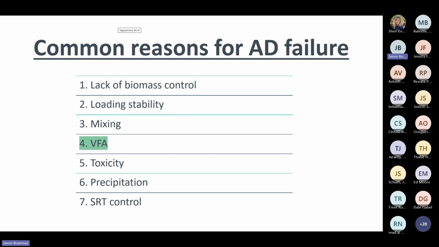So common failure number 4, VFAs. I briefly mentioned this, so volatile fatty acids. Those that have operated digesters likely understand why VFAs are a good thing, but can also be a bad thing. So VFAs are a critical part of the 4 anaerobic metabolic reactions. But if these are left unchecked or left to increase uncontrollably, VFAs can actually hinder performance. They can drive the pH down, and they can actually stop biogas production if it gets bad enough.